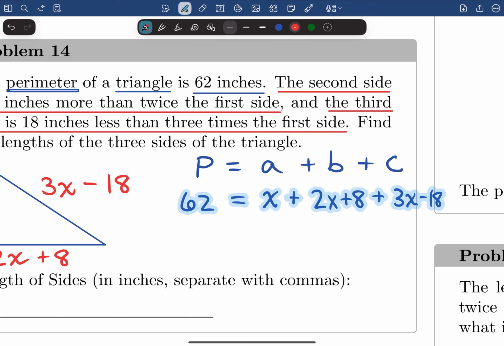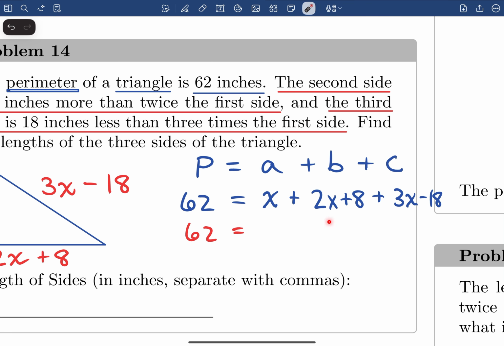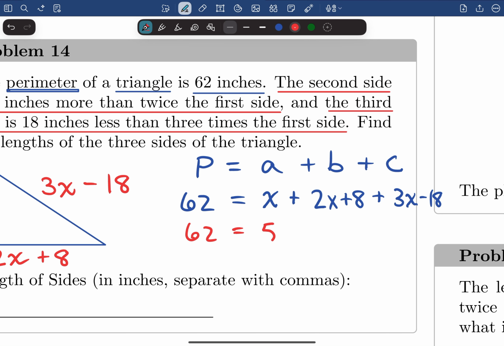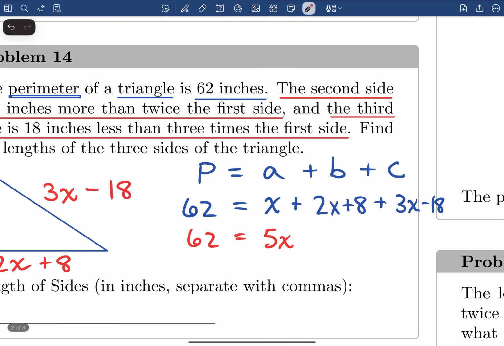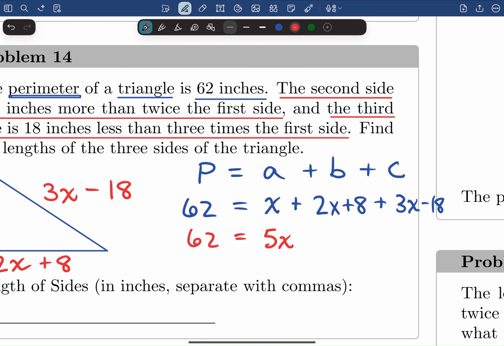So I'm going to rewrite this once again. 62 equals, well, let's combine all the x terms with addition. 1x, I see 1x plus 2x plus 3x, and I add them together to make 5x. And now let's look at the constant terms. I see a positive 8 and a negative 18. So I can add them together, 8 minus 18, well, that gives me negative 10.